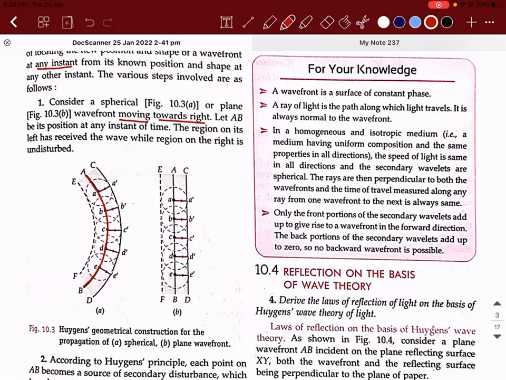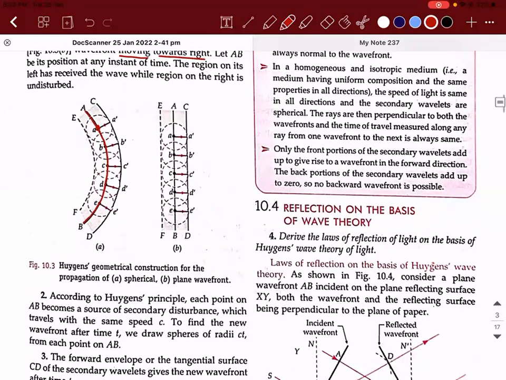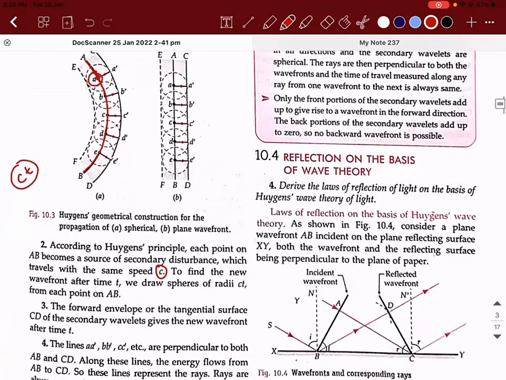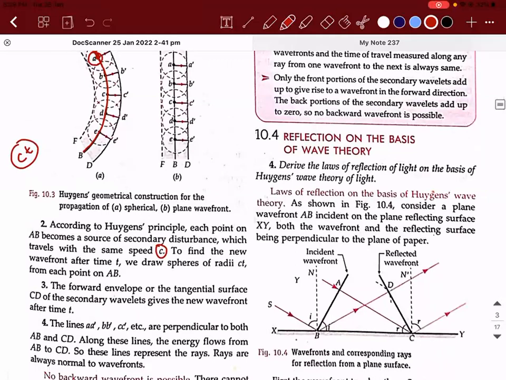The region to its left has received the wave while the region on the right is undisturbed. Now from here, each point on AB becomes a source of secondary disturbance which travels with the same speed c. To find the new wavefront after time t, you calculate the radius as ct, keep this small a as the center, and take the compass and draw a circle around it. So we draw spheres of radius ct from each point on AB.